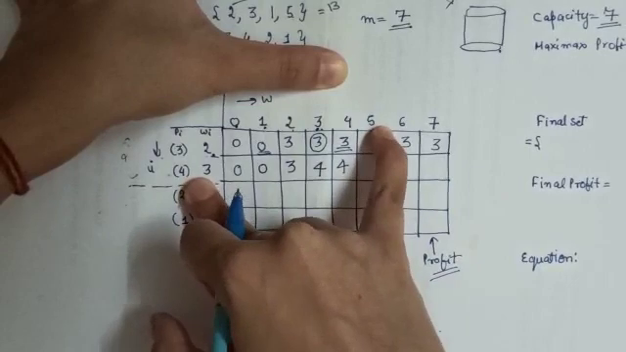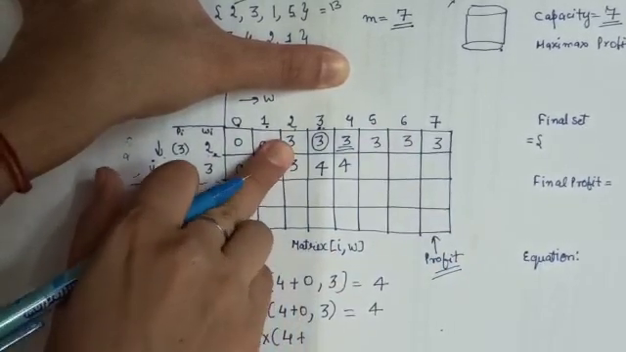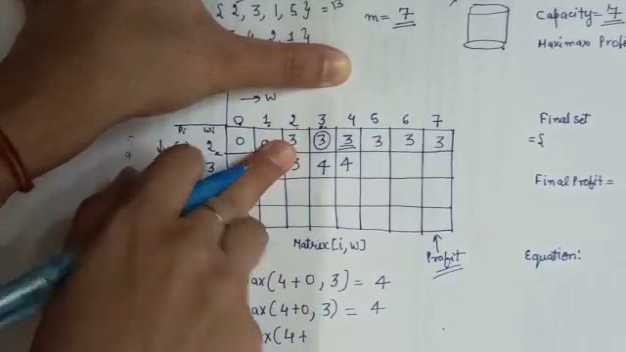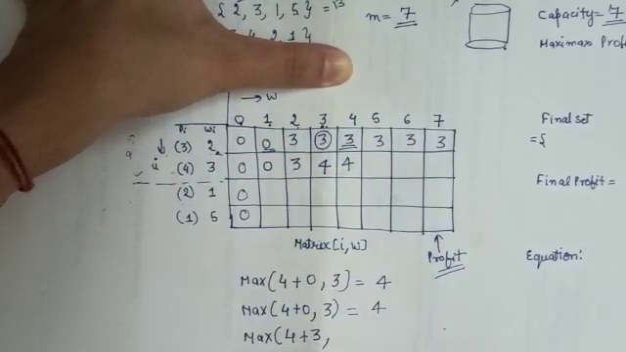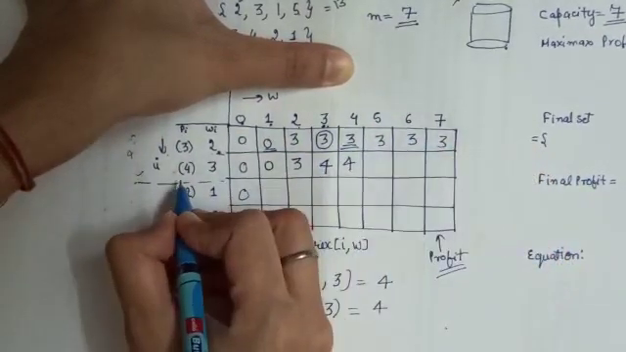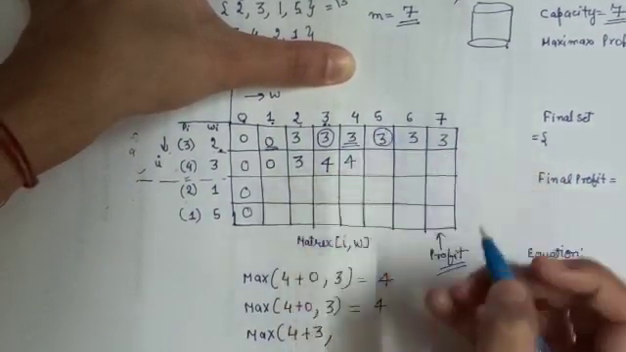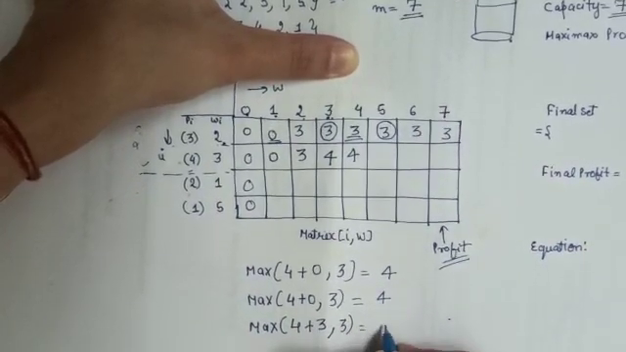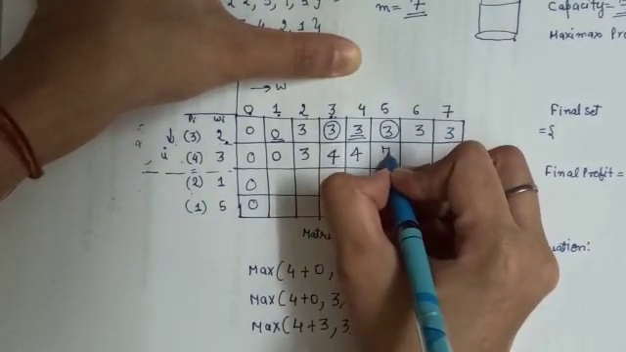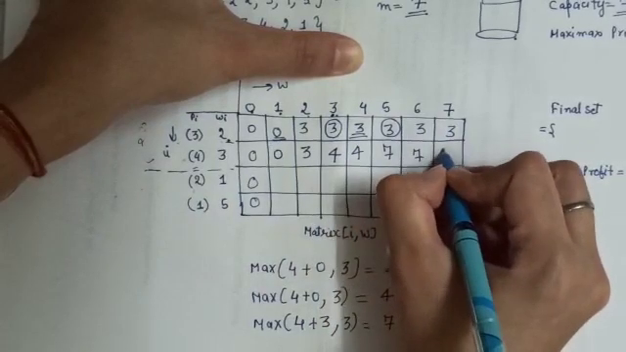5 minus 3 is 2. We will go to cell number 2. What is the profit at cell number 2? It is 3. Comma, if I exclude this element, I come over here, and that is 3. So the maximum is 7. In the same way, if you keep on adding, it will be 7.